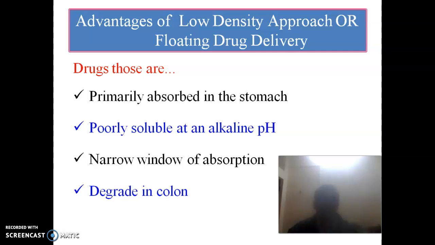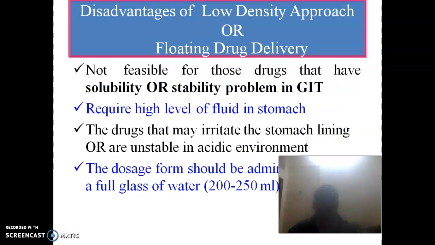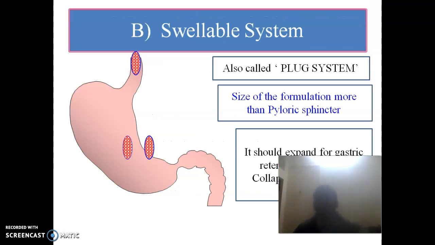So the next point is the swellable system. How does the swellable system work? This is also called a plug system. We know plug and socket. The plug is always on the socket, right? So how does this plug system work? Here we have to increase the size of our dosage form so that it will not cross the pyloric sphincter. So the size of the formulation should be more than the pyloric sphincter. This is a very important statement we have to consider at the time of swellable system design.